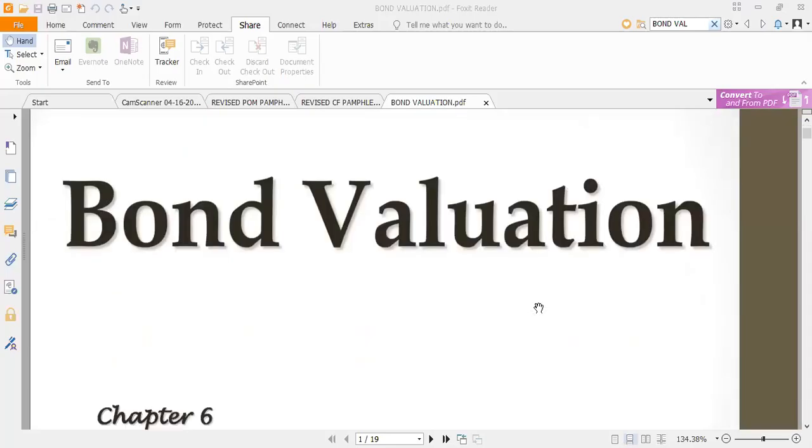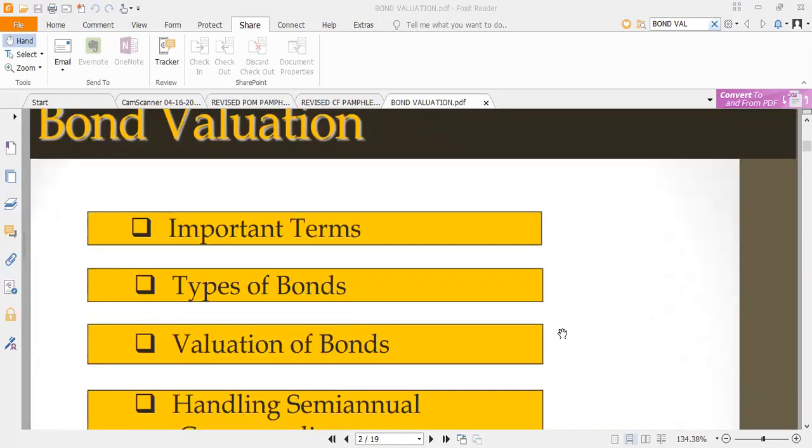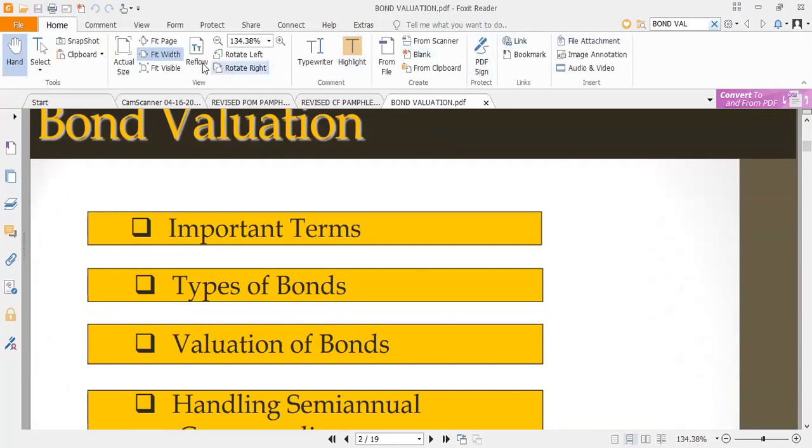Our session today will be on bond valuation. Bond valuation is a continuation of time value of money. We will first discuss the key terms involved in bond valuation.